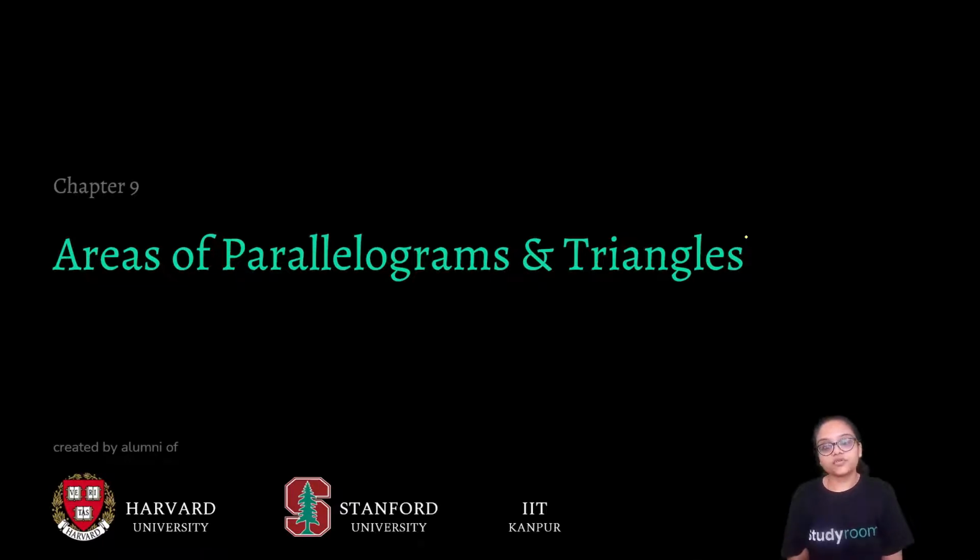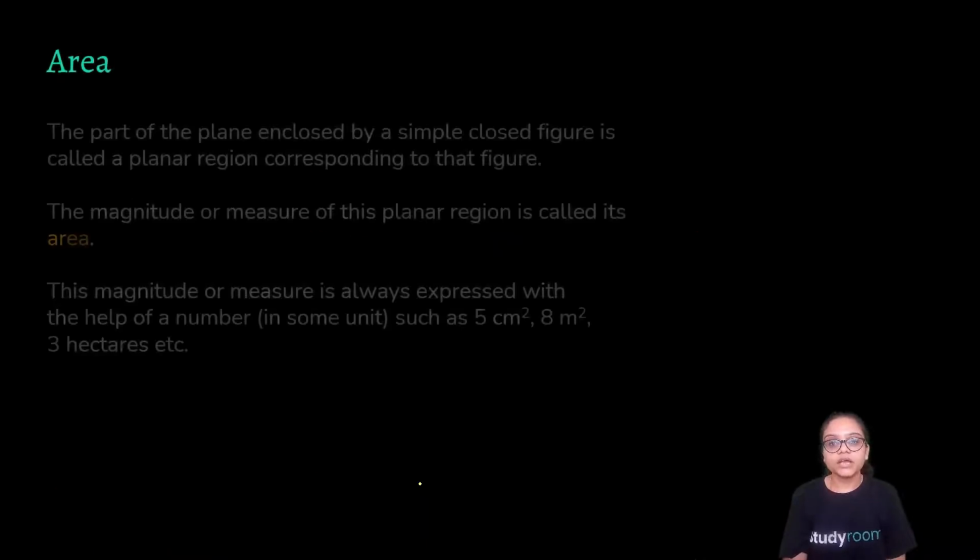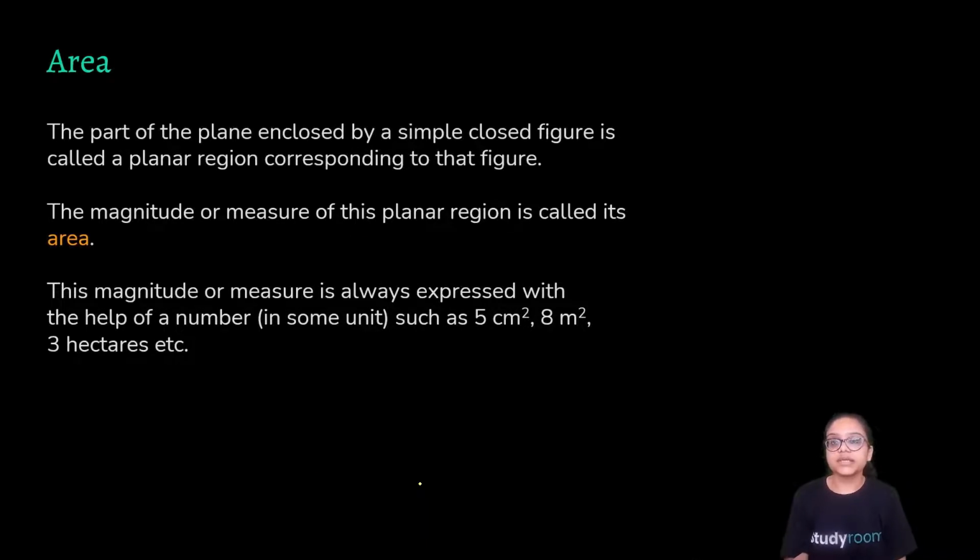So let's see what we will cover today and what is the definition of the basic chapter. Okay, so area. What is area? A part of a plane enclosed by a simple closed figure is called planar region corresponding to that area, and the magnitude or measure of that planar region is called area.